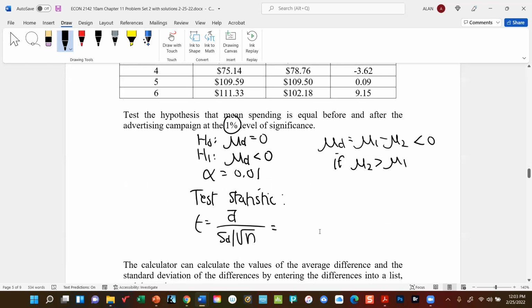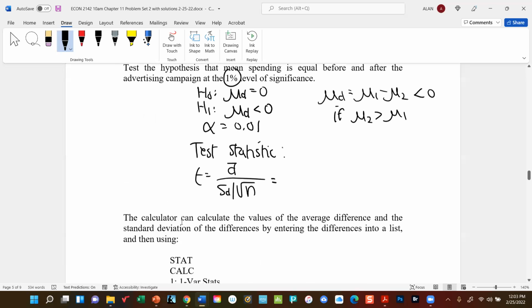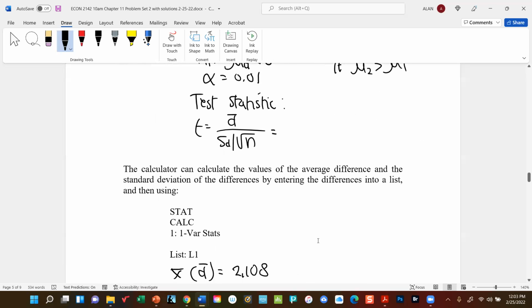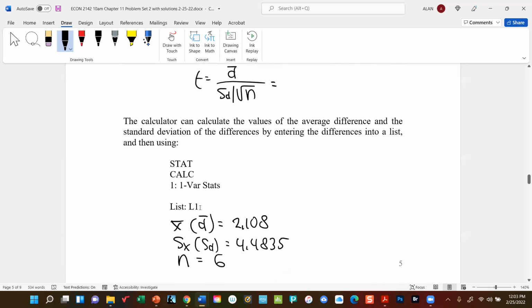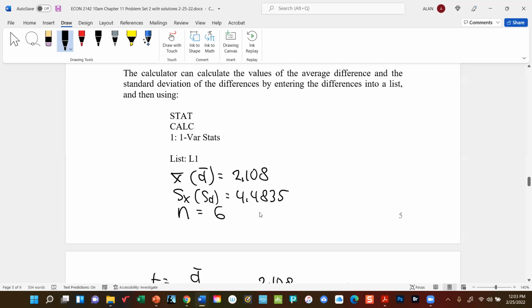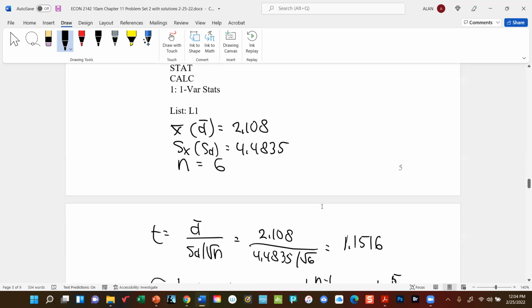All right, so here's the test statistic. It's the same one that we had before. We're going to do this in two ways, and you can decide which one you like the best. You can do stat calc, number one, one var stats, as long as it knows what list you've used. And if you didn't use L1, make sure you change that. These are the ones that we actually care about. In the calculator, it's labeled X bar and SX, but in our formula, we're calling them D bar and SD. And then you plug them in.